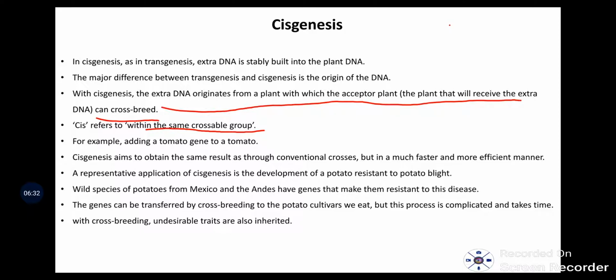Wild species of potato from Mexico and the Andes have genes that make them resistant to diseases, that is blight and other diseases. Then the genes can be transferred by crossbreeding to potato cultivars. But this process is complicated and takes time. With crossbreeding, undesirable traits are also inherited.